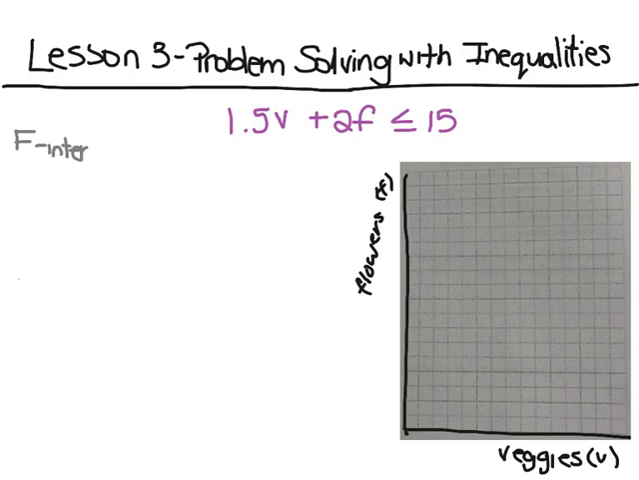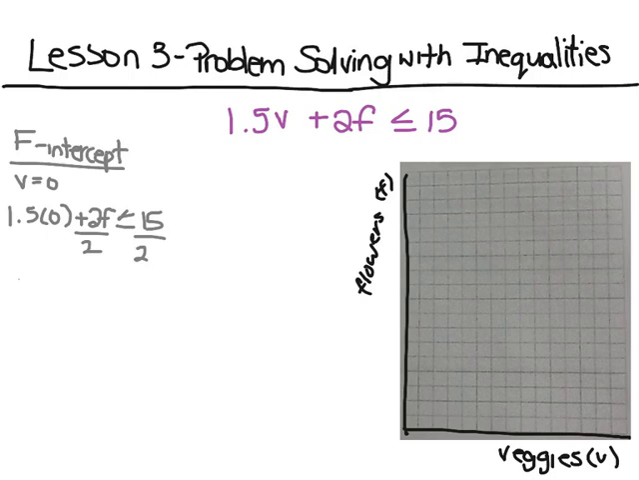So to find our F-intercept, we have to make V equal to 0. So 1.5 times 0 plus 2F equals 15. Divide by 2, and F is equal to 7.5. So we're going to plot a point that is 0, 7.5. So let's do that first. So 0, 7.5. So 1, 2, 3, 4, 5, 6, 7.5. Right about there.